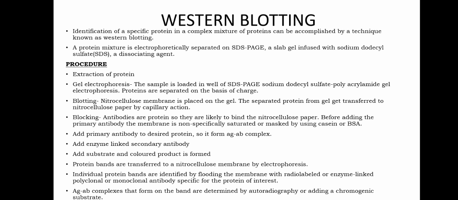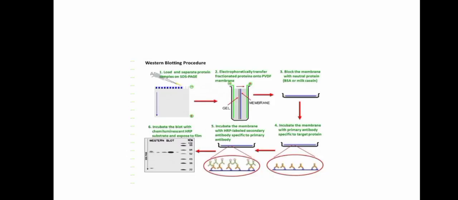The protein bands are transferred to a nitrocellulose membrane by electrophoresis. The individual protein bands are identified by flooding the membrane with a radiolabeled or enzyme-linked antibody specific for the protein of interest. Antigen-antibody complexes that form on the band are determined by autoradiography. This is a picture representing the Western blotting procedure.